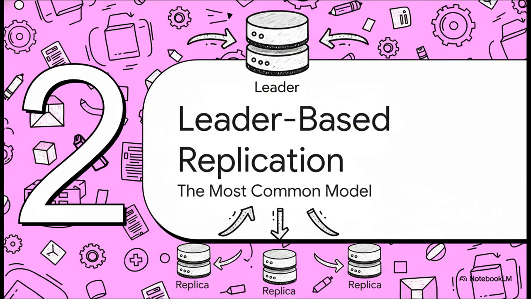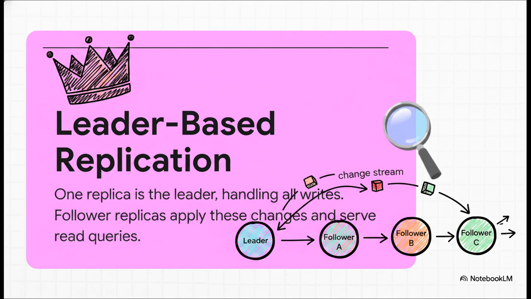So, knowing why we have to do this, let's look at the most common how. This is leader-based replication. You might have also heard it called master-slave in the past. It's really the bedrock of so many databases we rely on every single day. The idea behind it is actually pretty elegant. One node gets to be the boss, the leader. Every single write, whether it's an insert, an update, or a delete, has to go through that leader. The leader's job is then to record these changes in order, creating a kind of change stream, and broadcast it to all the other nodes, the followers. This gives you a single source of truth, an official history of what happened and when.